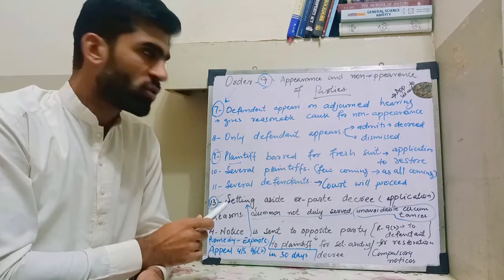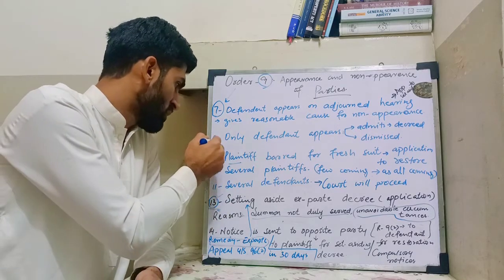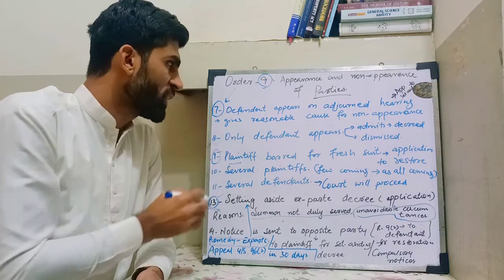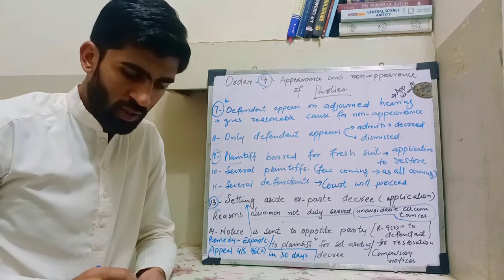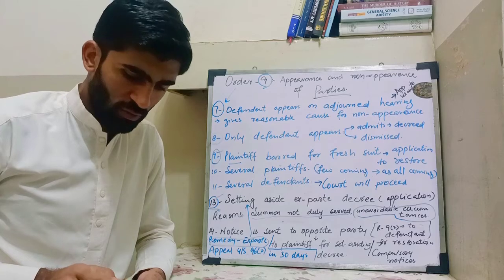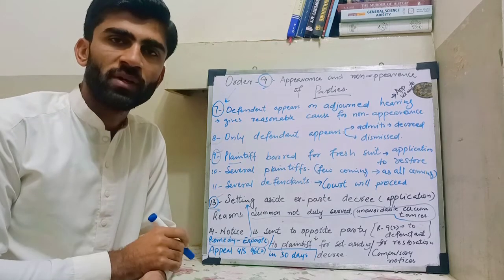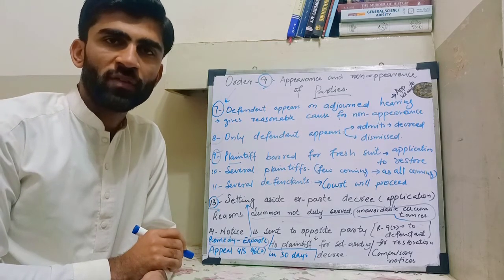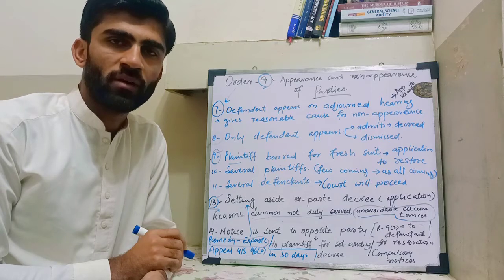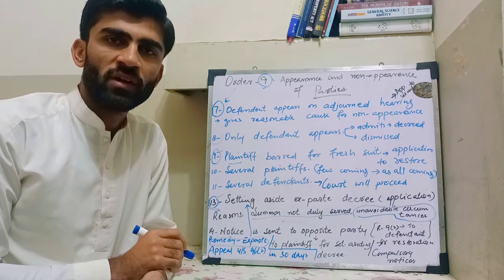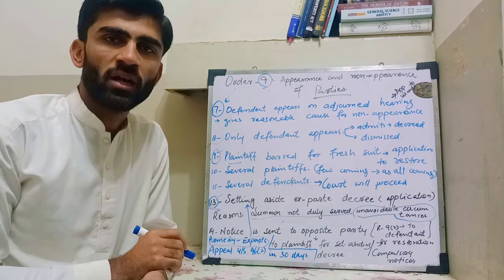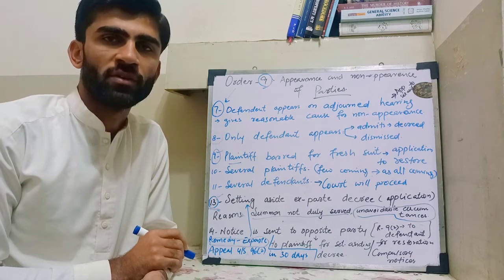So these were the compulsory notices. Now come back to Order 9 Rule 8, where only the defendant appears, when the plaintiff has filed a suit, a plaint, but the plaintiff is not coming. If only the defendant is coming and he is not admitting any claim of the plaintiff, the suit will be dismissed.